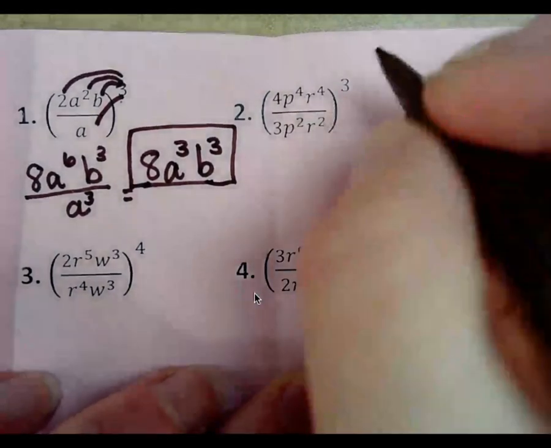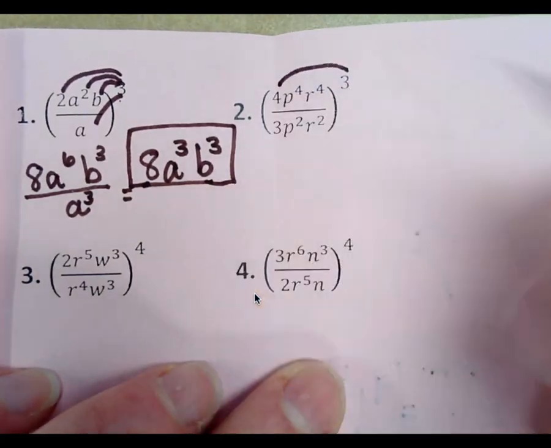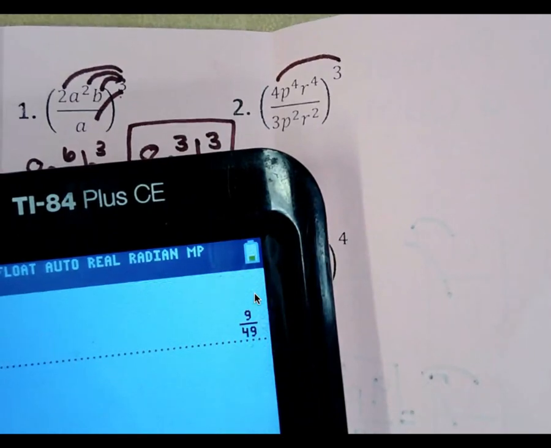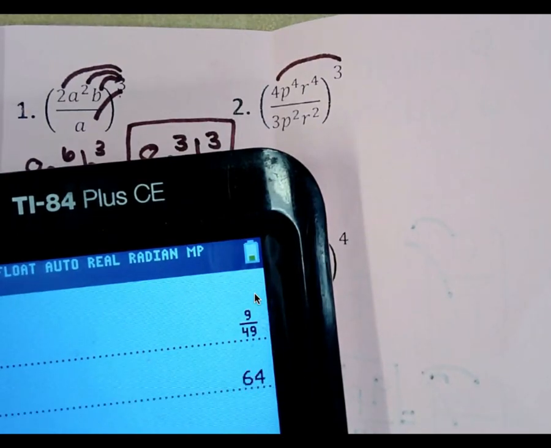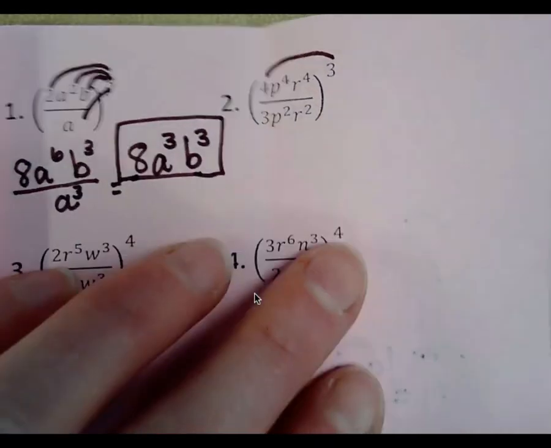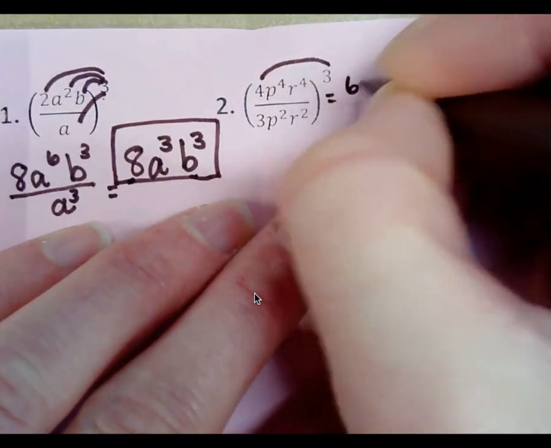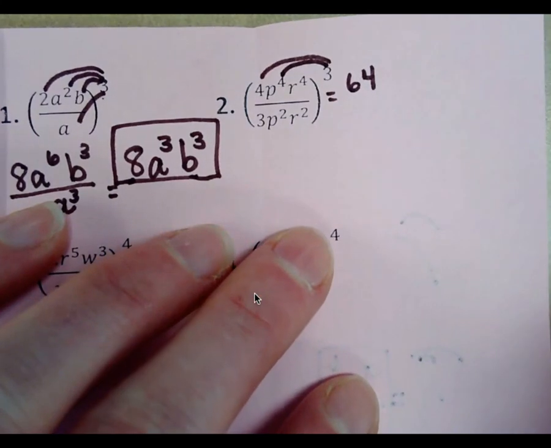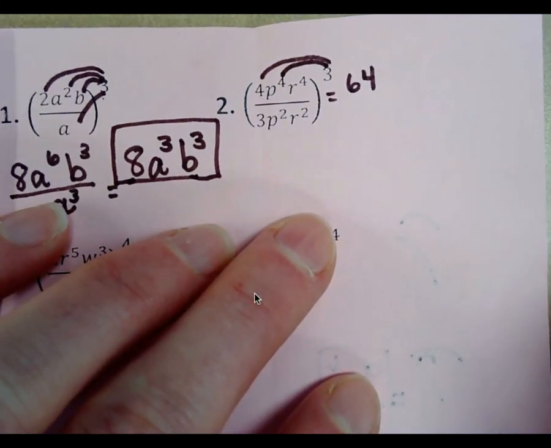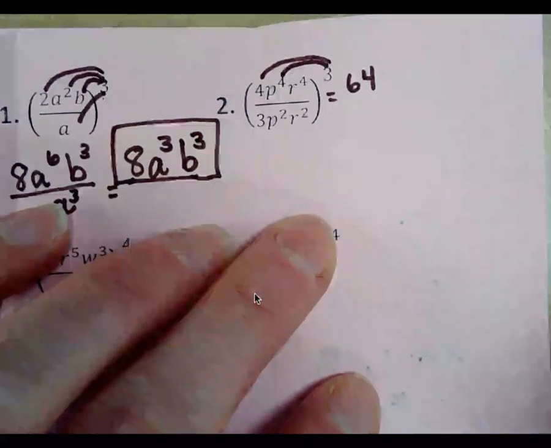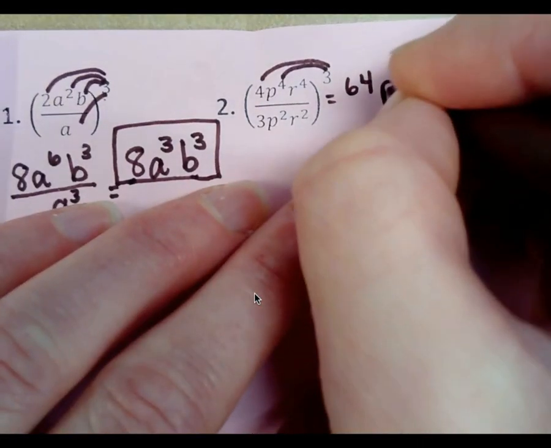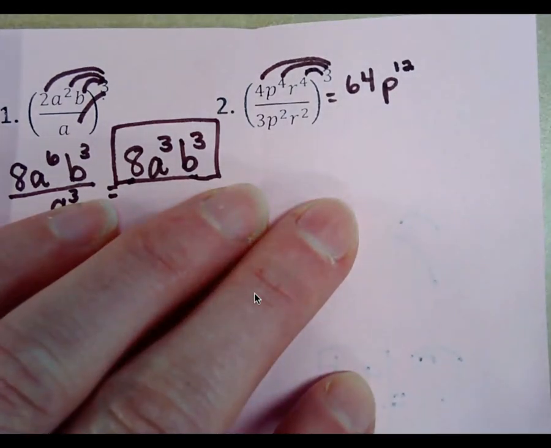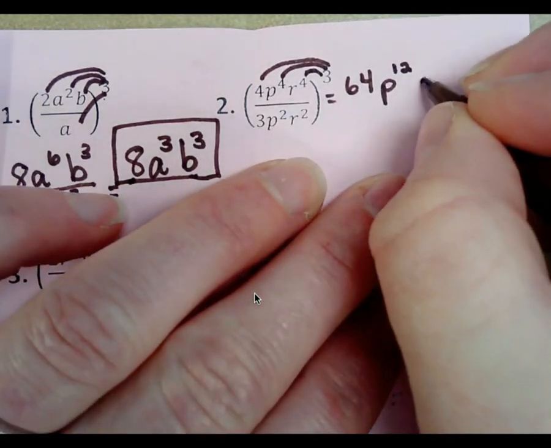Let's go to the next one. We're going to send this 3 to the 4, so it's 4 to the 3rd power. Let's go ahead and find out what that is. 64, good. So this will be 64. Send it inside here. P to the 4th to the 3rd. We're going to multiply those. P^12. Then send this in. So it'll be R^12.